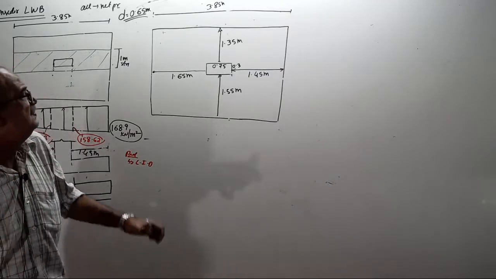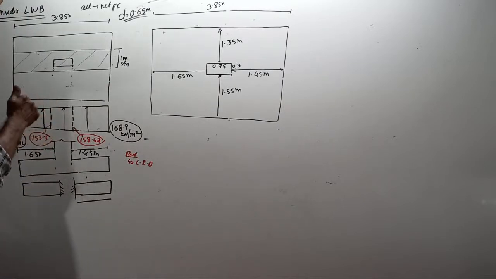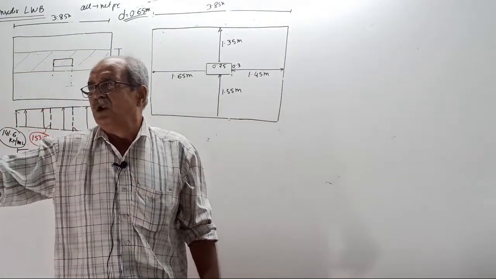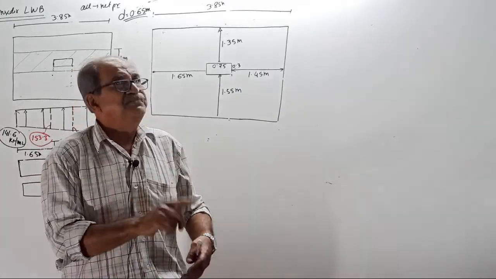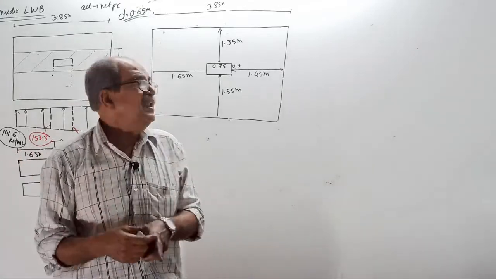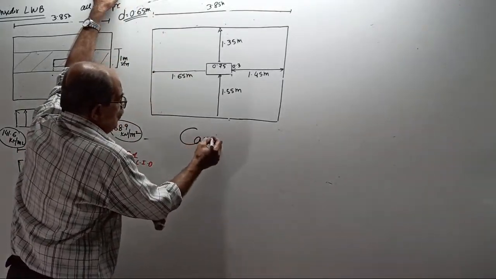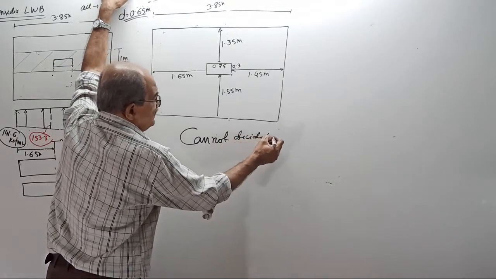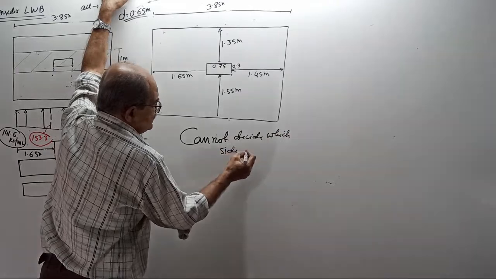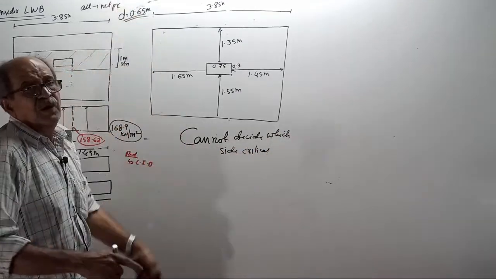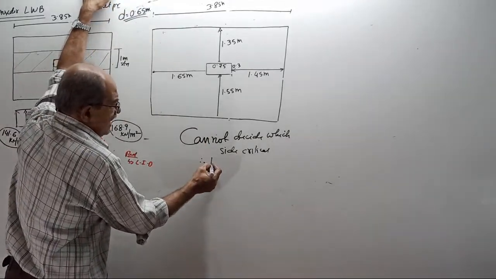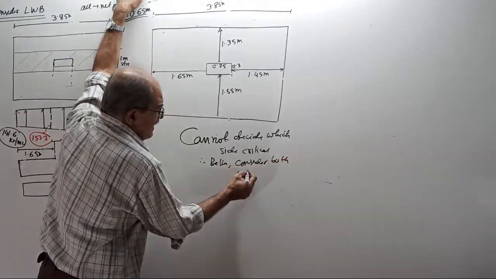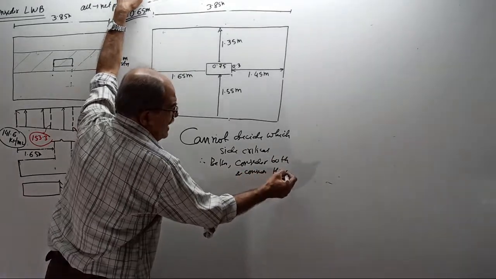Why? Left will tell, I am more critical than you because my projection is more. But right will tell, your projection is more, correct, but your pressure is lesser. I am subjected to high pressure. So we cannot decide which side is critical. Therefore, better consider both sides, and then consider the higher bending moment, higher BM and SF.